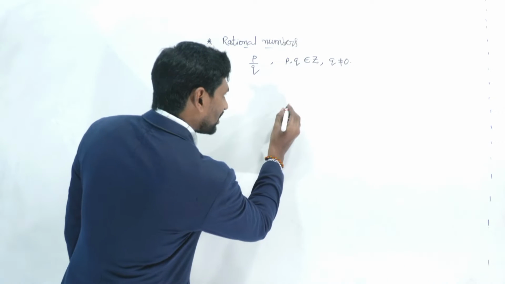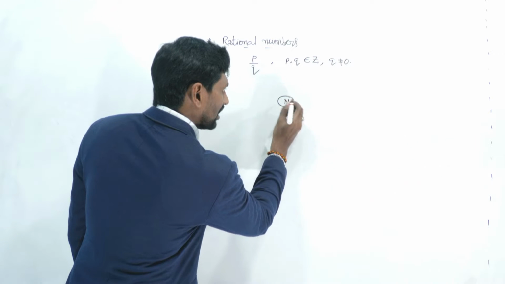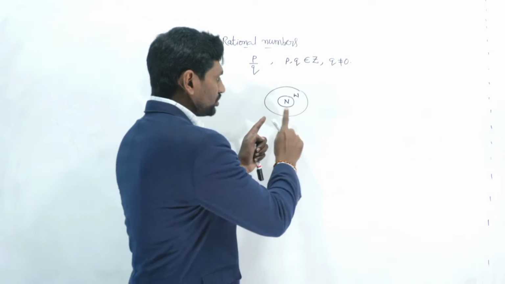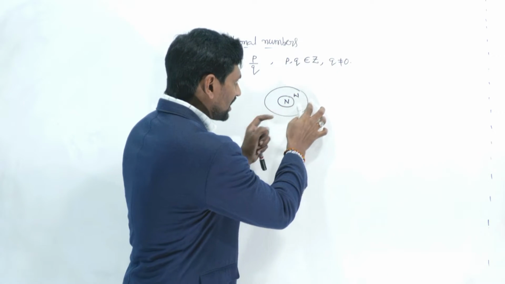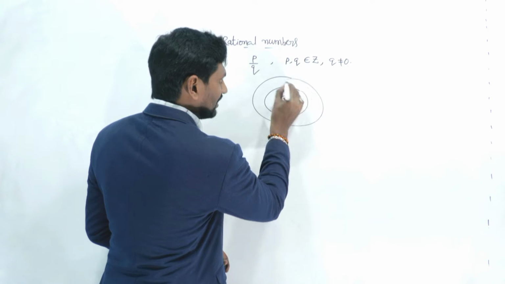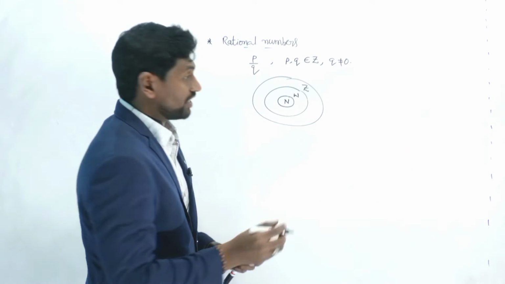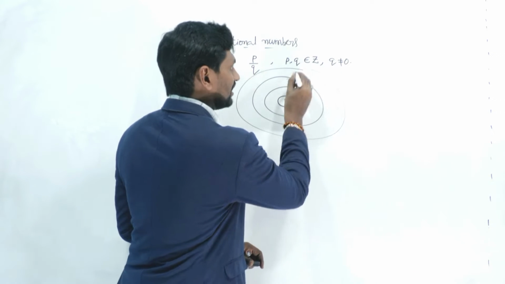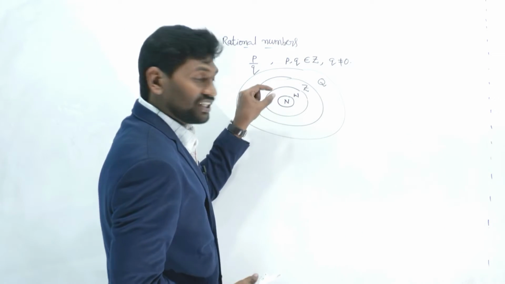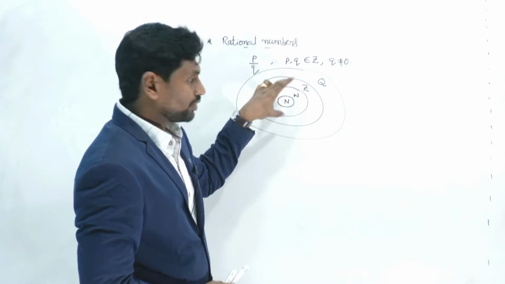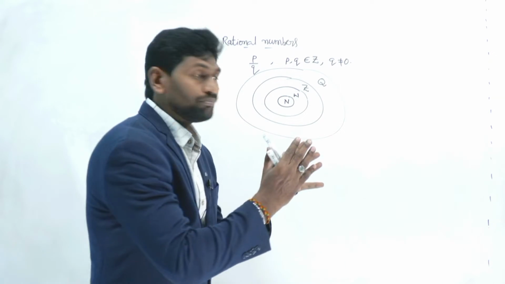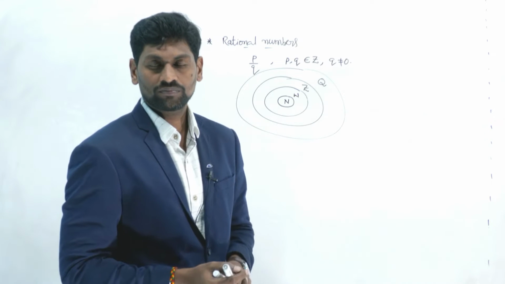So all natural numbers are whole numbers, right? Natural numbers are nothing but counting numbers. So 1, 2, 3, 4 and so on. All counting numbers are part of whole numbers. And all the whole numbers are in integers. And all the integers are in rational numbers. That means every number which is in the set of natural numbers, whole numbers or integers can be a rational number, because we can express all of them in P by Q form.